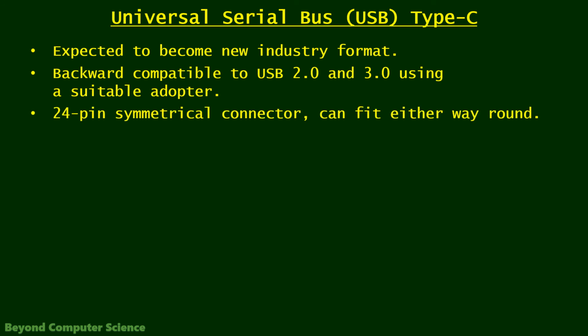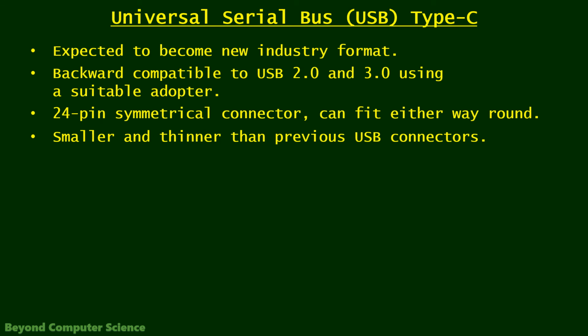It has a 24-pin symmetrical connector that can fit either way round. So you don't have to flip the USB connector if you put it in the wrong way. With USB Type-C, you can fit it either way because it is in a symmetrical shape, and it has 24 pins, 12 on one side and 12 on the other side. It can fit either way.